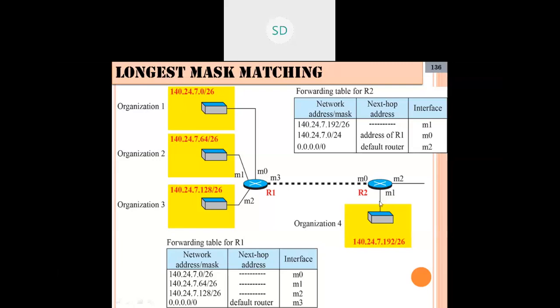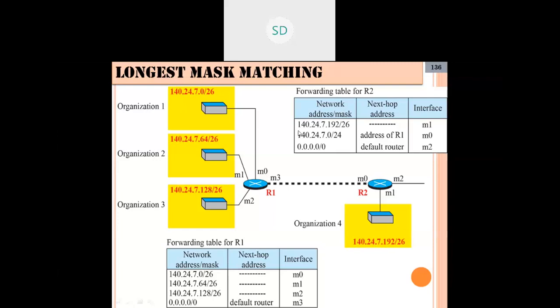Yes, we can use the same concept, because routing in this addressing uses the principle of longest mask matching. If you go through the updated table of router R1, we have only three organizations, that is 7.0, 7.64, and 7.128. Along with that, the organization that has been shifted is addressed here as 140.24.7.192. So this is the concept of longest mask matching.